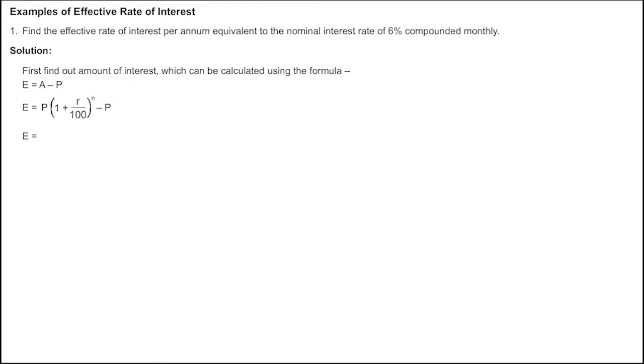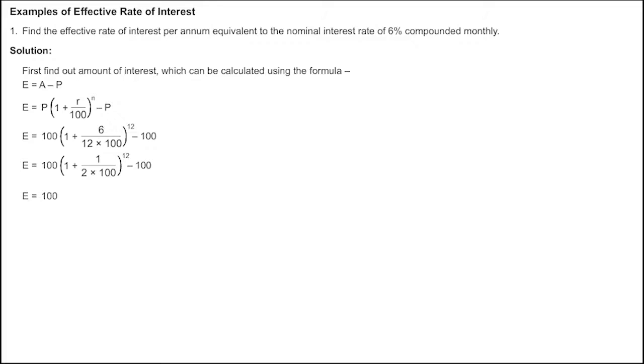Now we know that P has to be 100. So P is 100 × (1 + 6/(12 × 100))^12. n is 1 here again, so it's not 12 times something, that is 12 × 1 only, because here n should be equal to 1 and P should be equal to 100 when you're talking about the effective rate of interest. So we get 100 × (1 + 6/(12 × 100))^12 − 100. So what does this give us? 6/12 is nothing but 1/2. So we get inside the bracket 1 + (1/2)/100, the whole raised to the power 12.